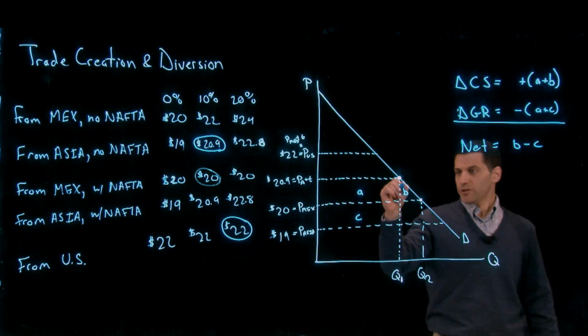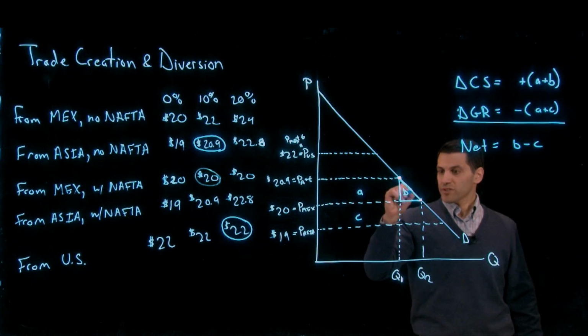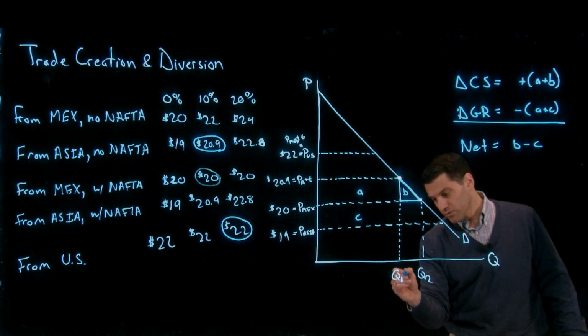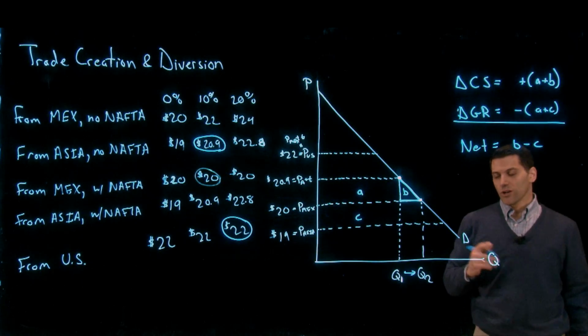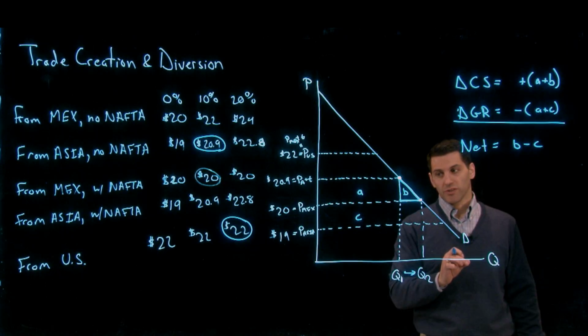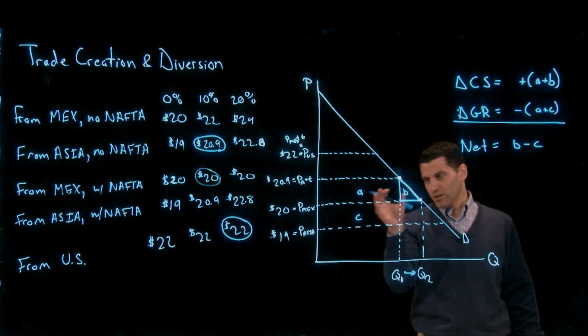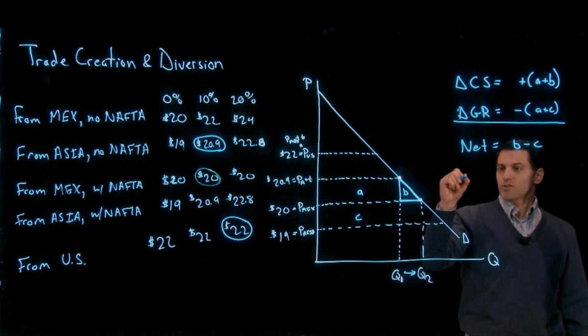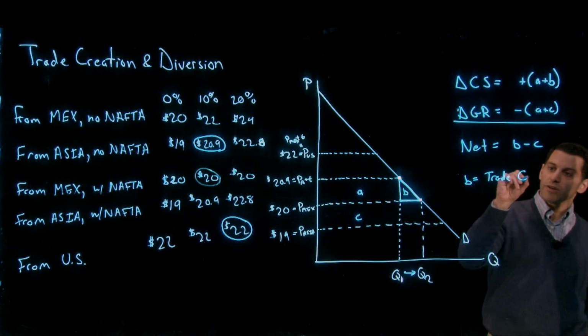So what are these two areas? Take a look at B here. This is the gain in consumer surplus that comes from the fact that we're now increasing our consumption from Q1 to Q2. We're now buying these goods that are generating additional surplus. This is a gain in surplus that's not coming as a transfer from anyone else. B is our trade creation effect.